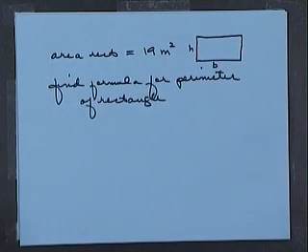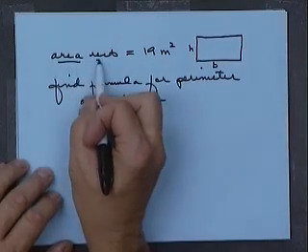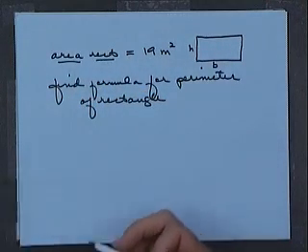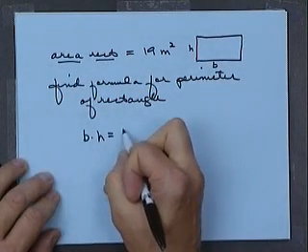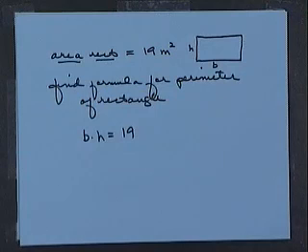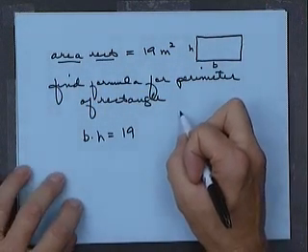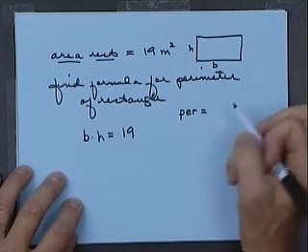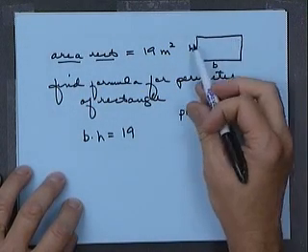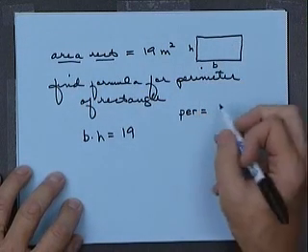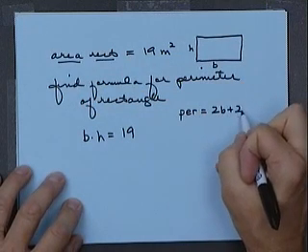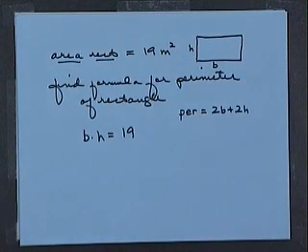So let's say base and height, okay? With the given fact that the area of the rectangle is 19, we know that b times h is 19. Now, the perimeter, in terms of b and h, would just be b plus h plus b plus h, right? So 2b plus 2h.